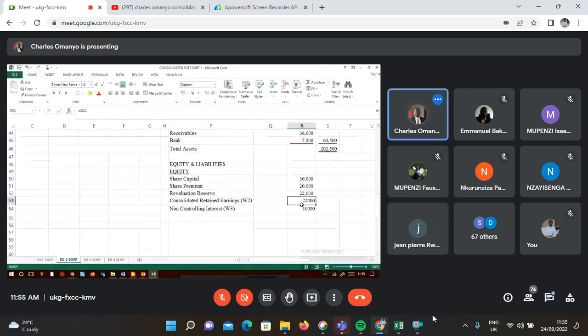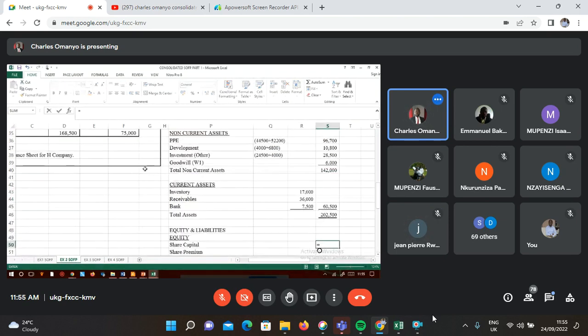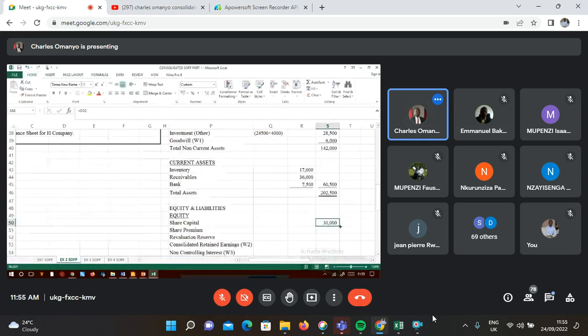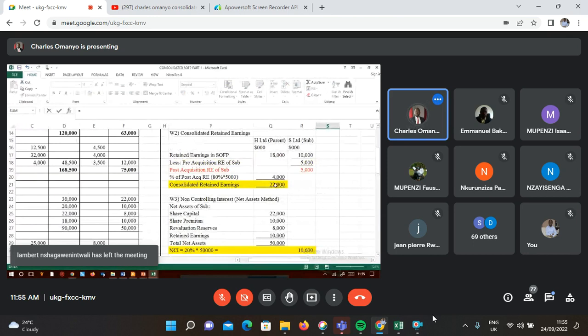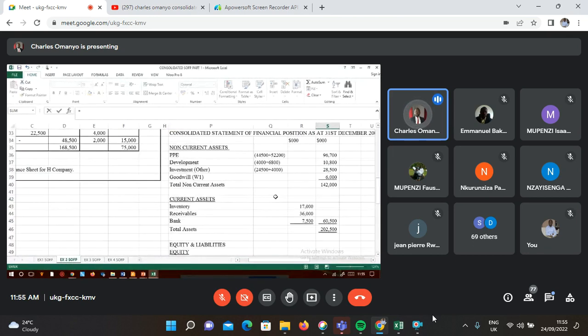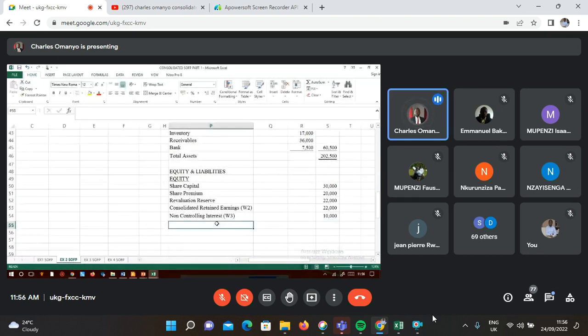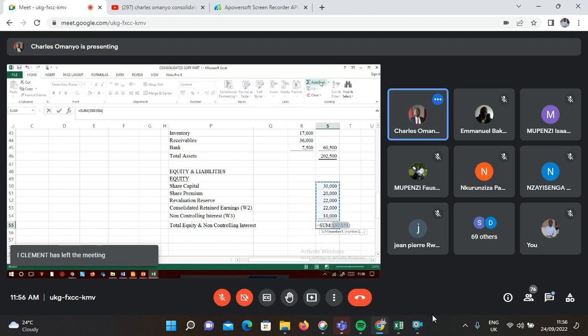Okay, I'm almost there. Oh, sorry, I put them in the wrong column. It's supposed to be in this last column. Allow me to redo it because I must follow the standard. So share capital is that. Consolidated retained earnings is 22. Non-controlling interest is 10. If you combine non-controlling interest in it, you call it total equity and non-controlling interest. That gives you 104.